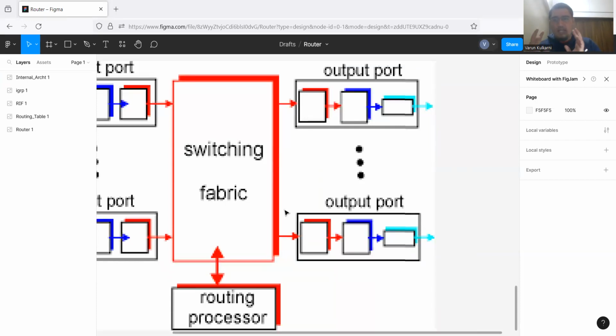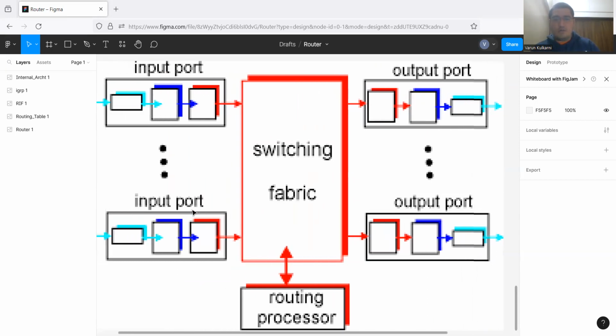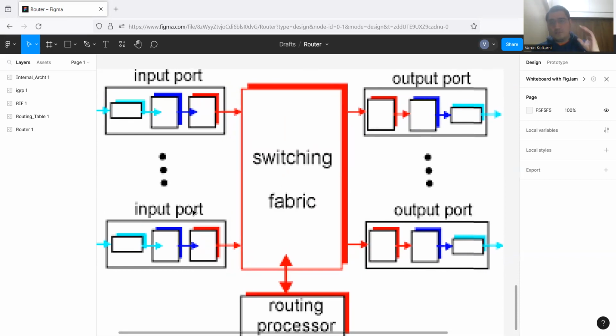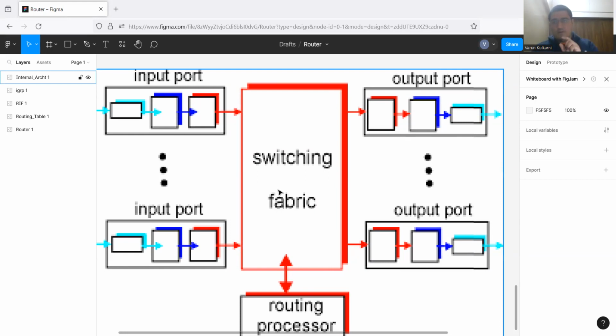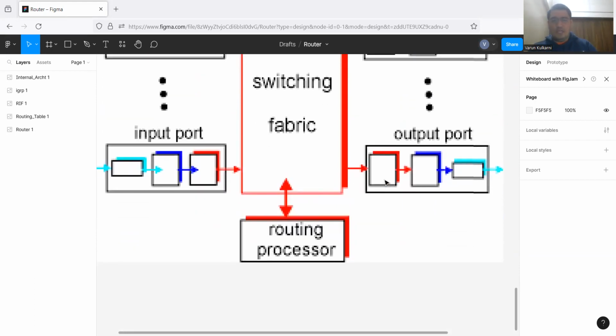Also, there is a buffer which is present in the internal working of a router. For example, if there are many data packets which need to be sent at a time, there is a buffer wherein the data packets are stored, and one by one the data packets are taken and then transmitted through the output port. Number four is the routing processor.